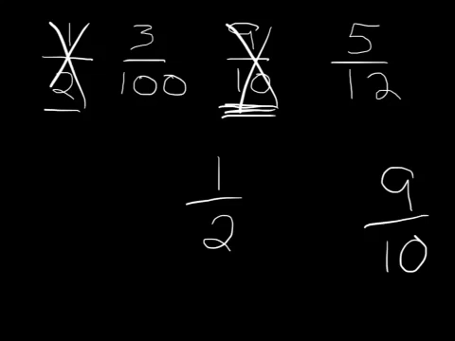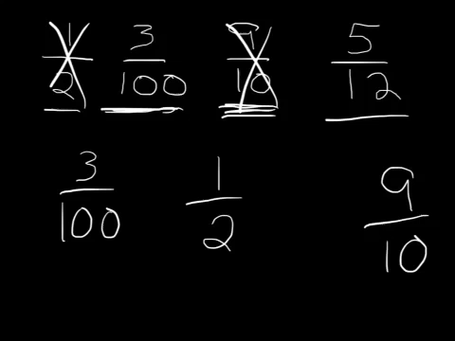We have 2 left. We have 3/100ths and 5/12ths. Let's look at 3/100ths first. A 100th is a very tiny amount. Imagine trying to cut a cookie up into 100 little pieces and you get 3 of them. That's a tiny amount. That tells us that 3/100ths goes down here. Definitely much smaller than a half. Wouldn't you rather have a half a cookie than 3 crumbs?